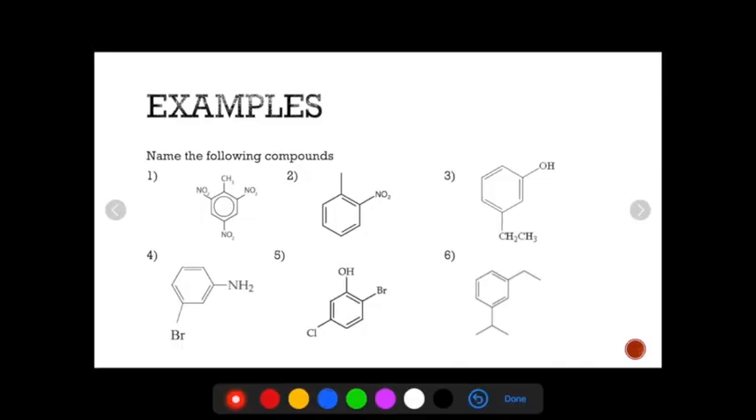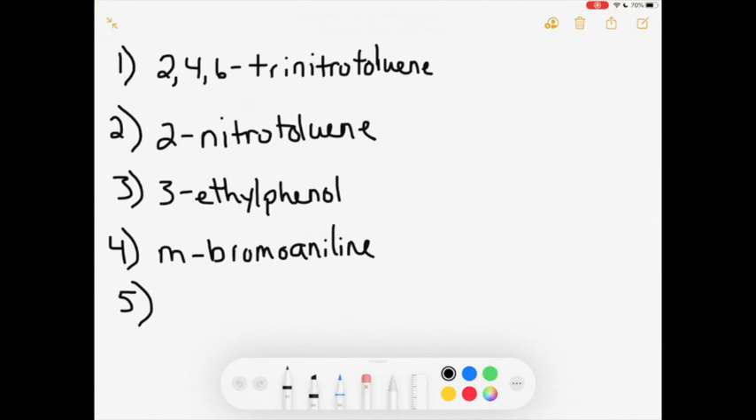Okay, number 5, we have the OH group, so we have phenol. So we're going to start numbering 1, 2, 3, 4, 5, and 6. So we've got bromine on carbon 2 and chlorine on carbon 5. So we're going to start by naming bromine because we want to stick with the alphabetical order. So it's going to be 2-bromo-5-chlorophenol.